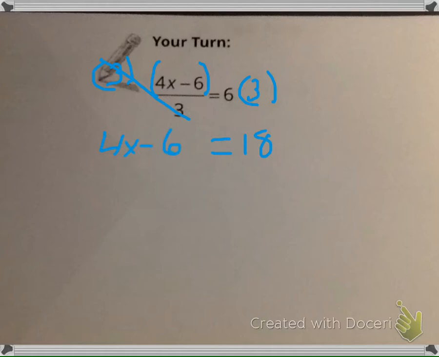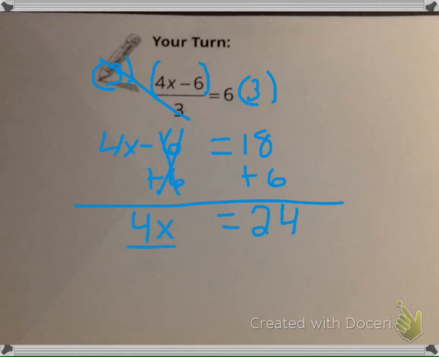Now I can start solving by adding 6 here and 6 here. I'm trying to get the x by itself. 18 plus 6 is 24. Negative 6 plus positive 6 is 0. And 4x. I divide by 4 here. I divide by 4 here. X is equal to 6.